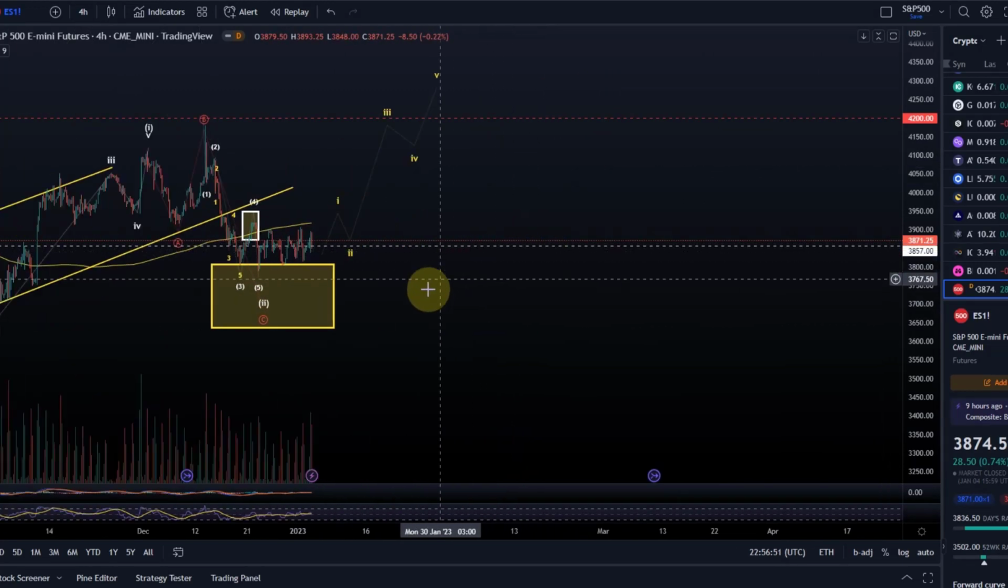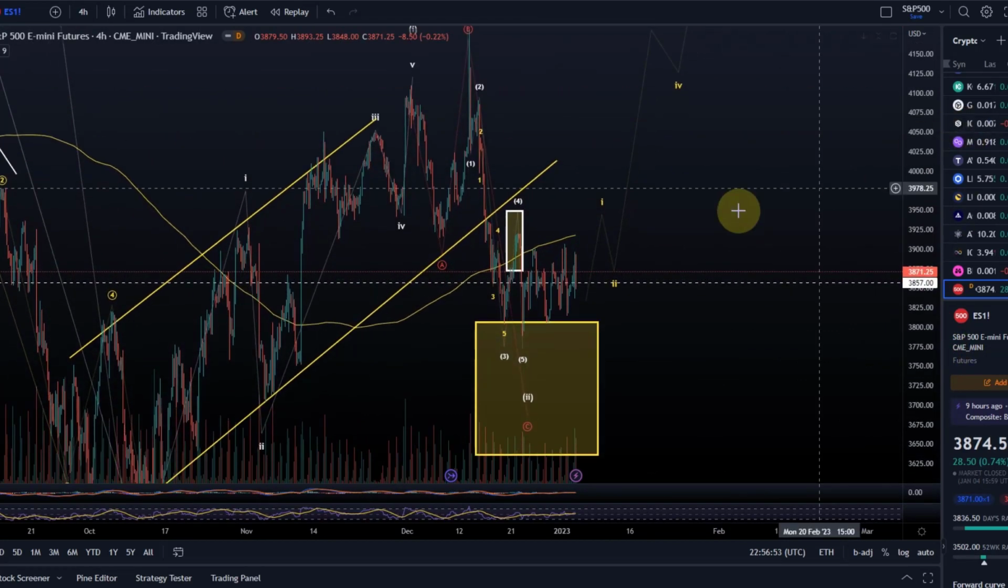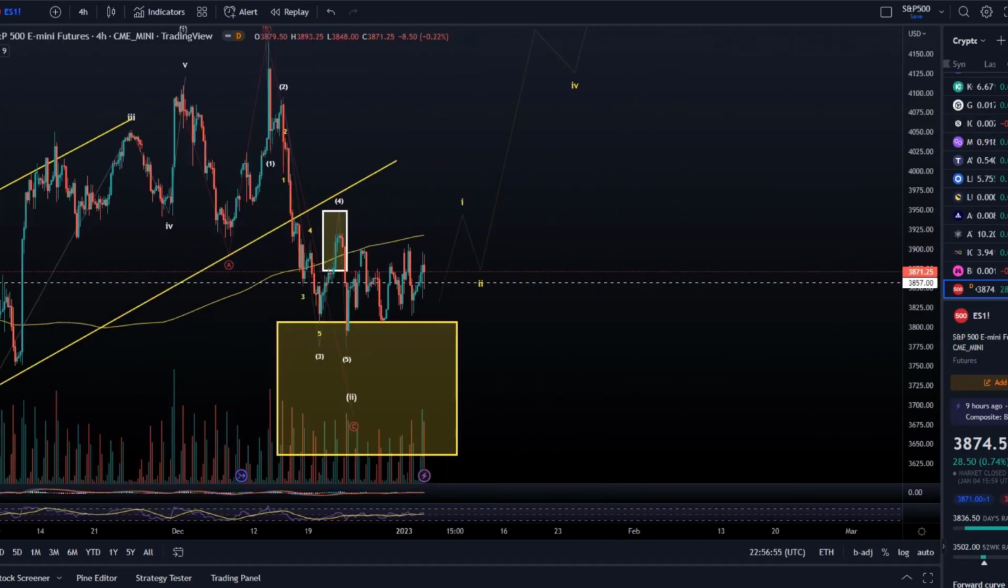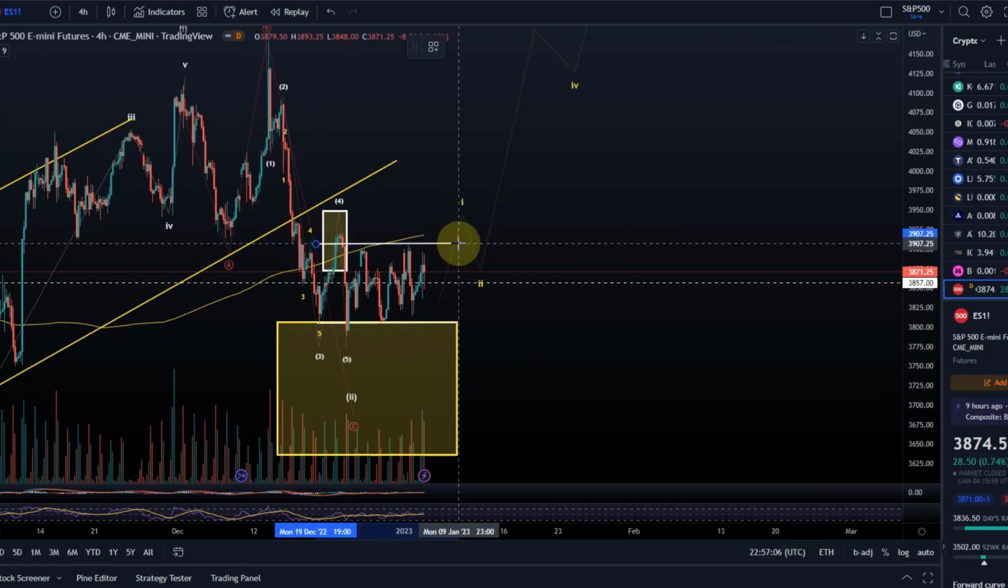Question is, is it already finished? I have my doubts, because normally such a so-called rectangle pattern, maybe it's also a triangle, normally suggests trend continuation to the downside in that case. We've got a bit of a rectangle, a range here.